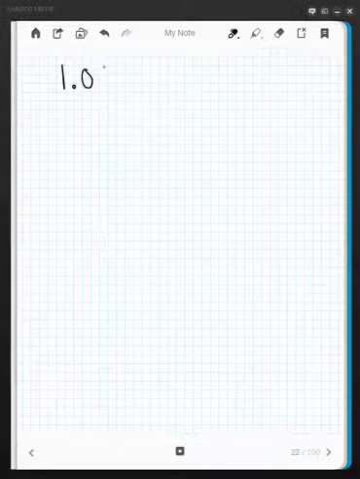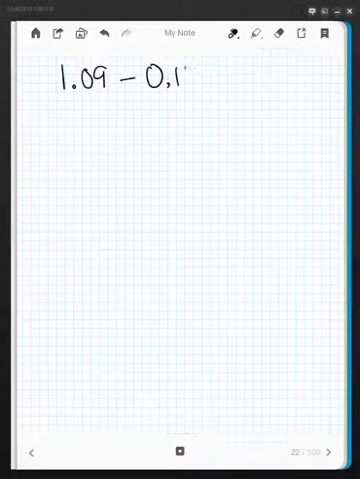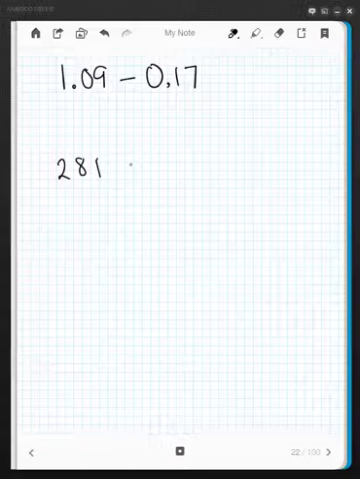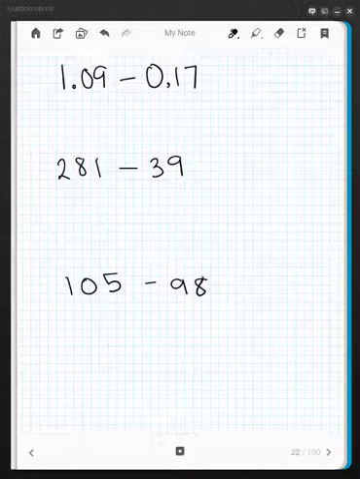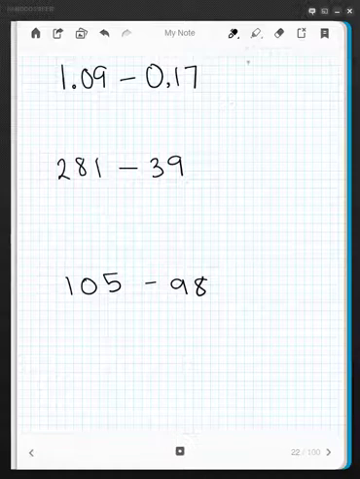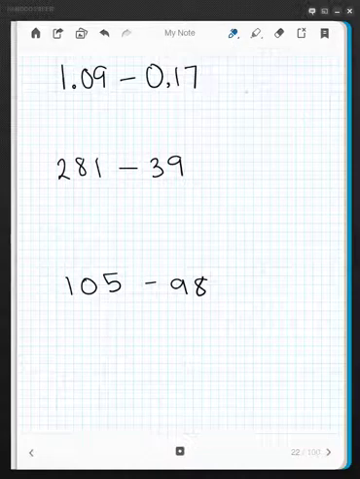So why don't you try 1.09 subtract 0.17, and then why don't you try 281 minus 39, and let's try 105 minus 98. Okay, why don't you go ahead and pause and try those out on your own. Okay, I'm going to buzz through these quickly.